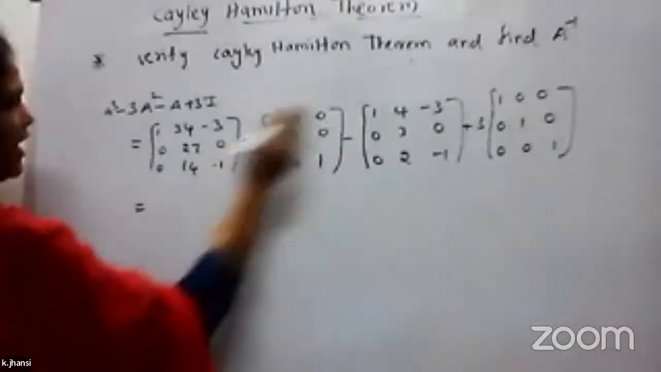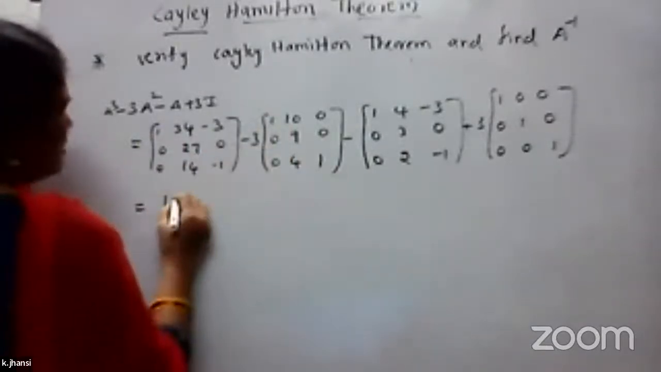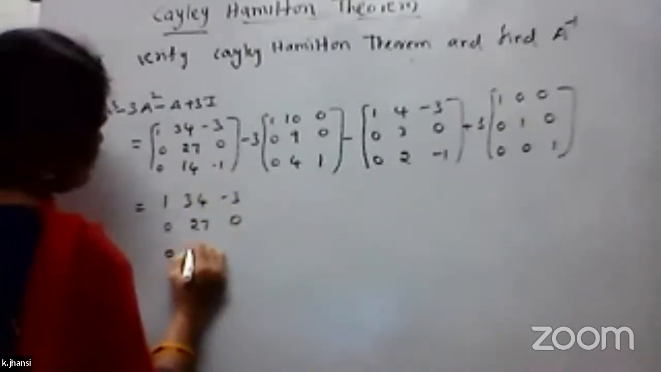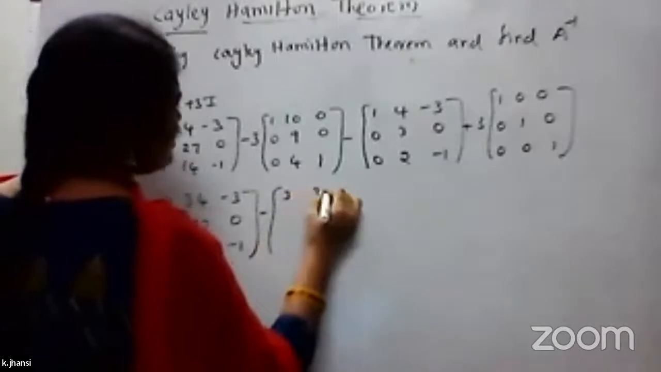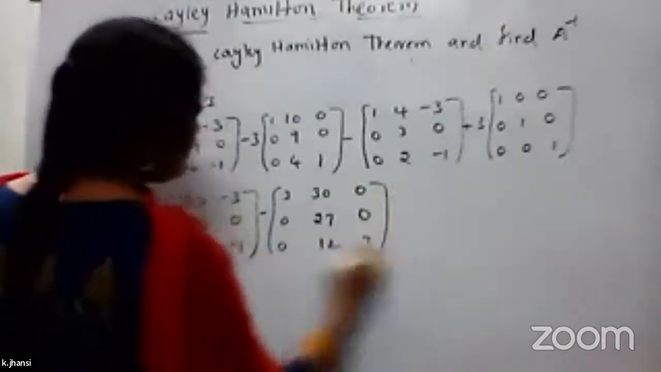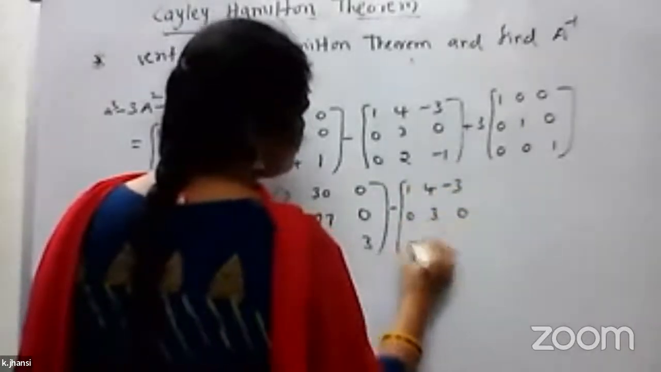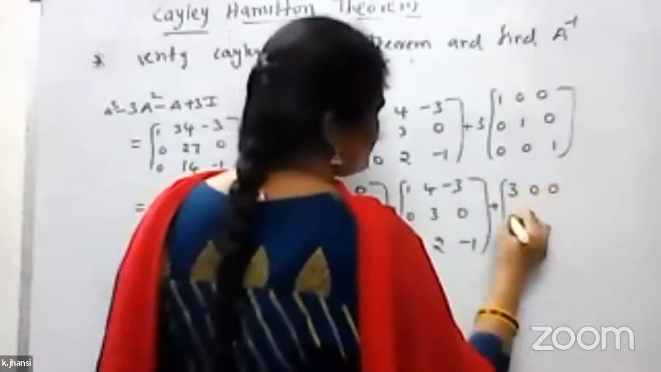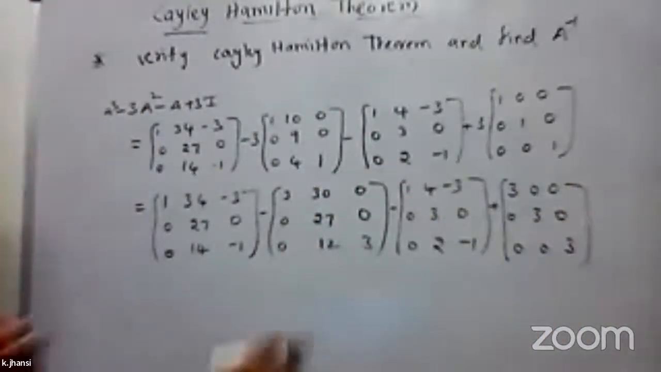It is equal to adding the corresponding elements of the different matrices. Or else, if you get any doubt, you can write it like this: A squared is [1 10 -3; 0 9 0; 0 4 1], minus 3 times A, minus 3 ones are minus 3, 3 fours are 12, 3 minus 1... plus 3I, which is [3 0 0; 0 3 0; 0 0 3]. Okay, now we add the corresponding elements.